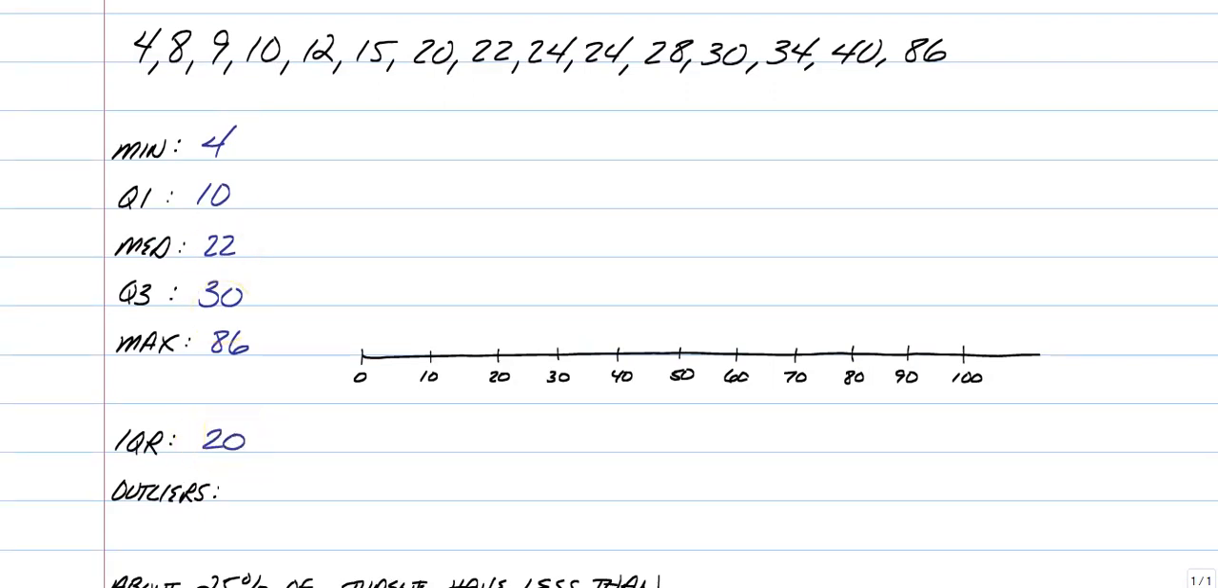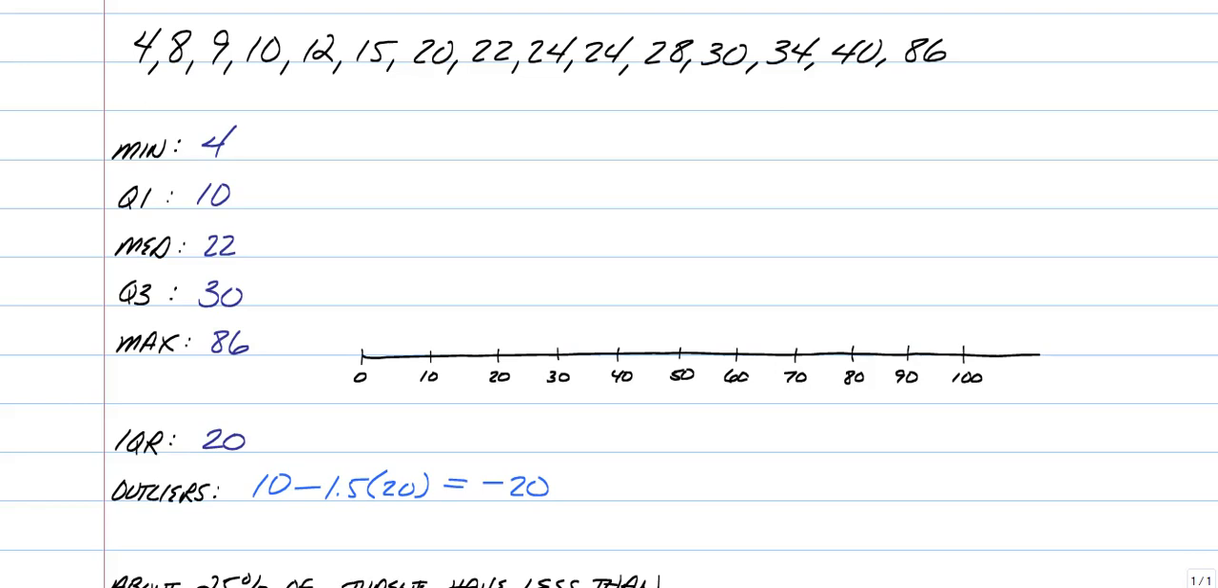So to find outliers, remember, it's Q1 minus 1.5 times your IQR, which is 20, and that's going to end up giving you a negative 20. Anything less than negative 20 is an outlier. Well, obviously we can't have negative $20 on us, so that's not really going to work out.